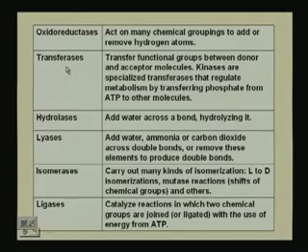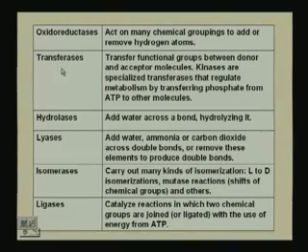A transferase, what is that going to do? It is going to transfer. What transfer what? Since you are looking at specific reactions, it is going to transfer a functional group between the donor and the acceptor. Okay. So, that would be a transferase.